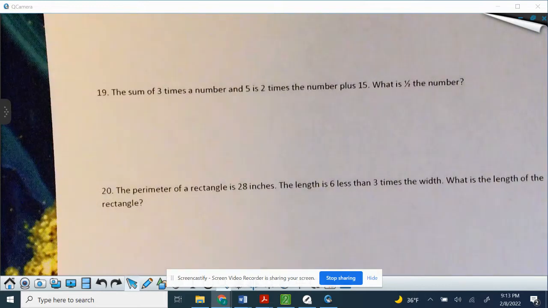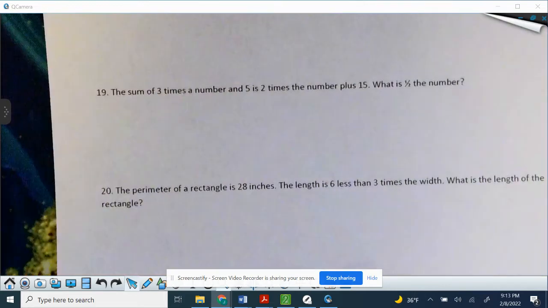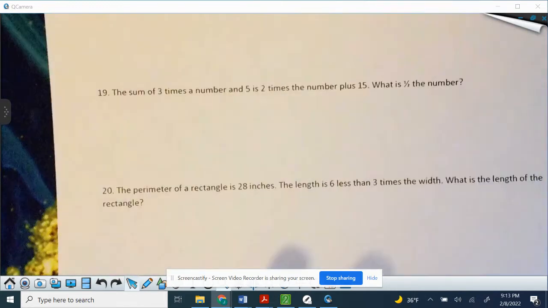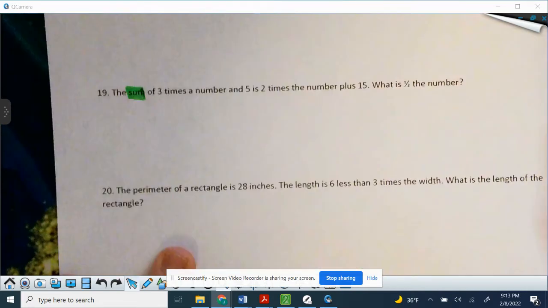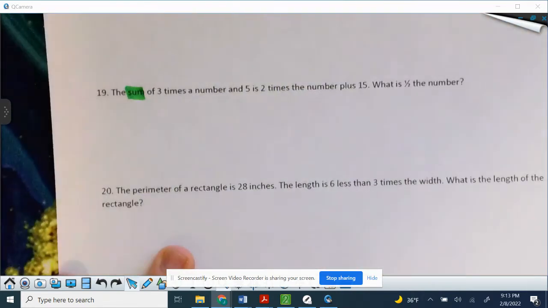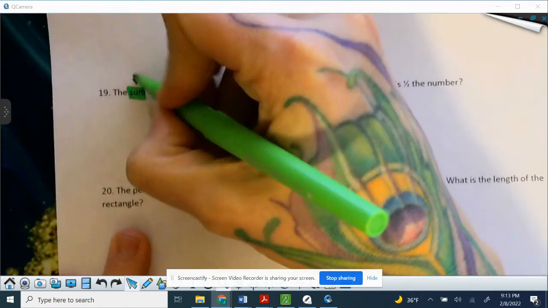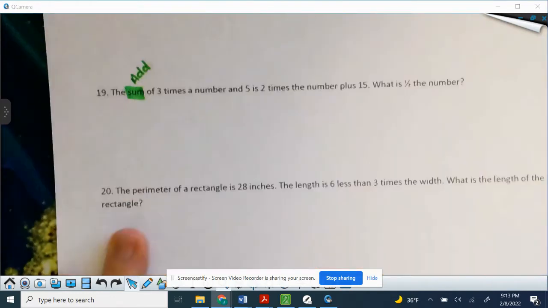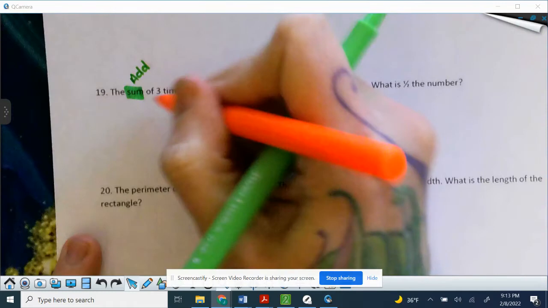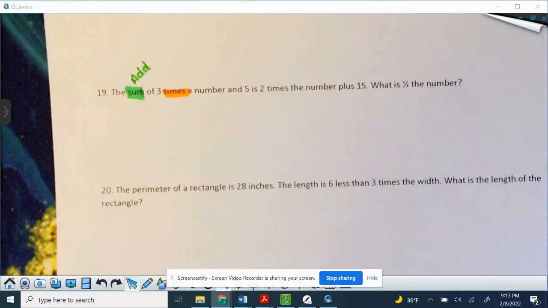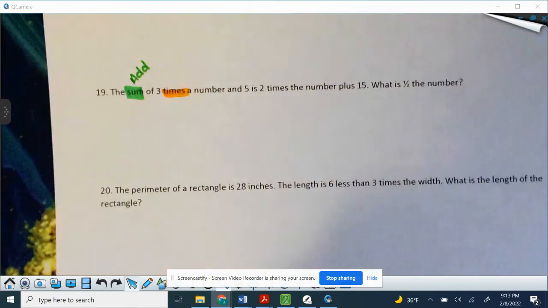All right, so number 19, some word problems. That's everyone's favorite. Okay, so I'm going to highlight some words and some keys. So the sum, that means we know we're going to add. Sum is always add. Of 3 times. Times means we're going to multiply. So 3 times means we're going to multiply. So we're going to have lots of operations going on here. So multiply.